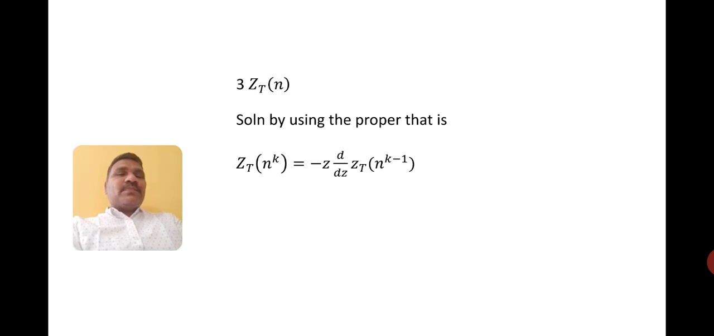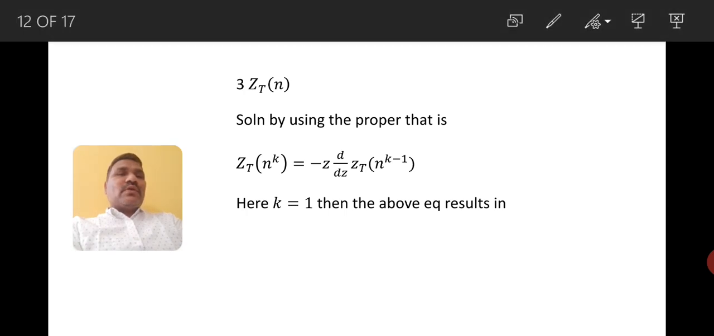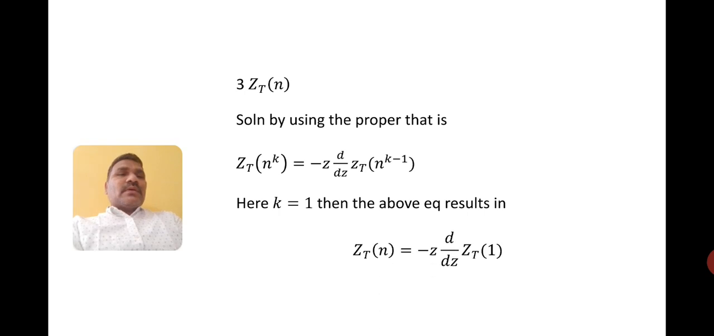What it says is that the z transform of n to the power k is equal to minus z d by dz of the z transform of n to the power k minus 1, right? Now put k is equal to 1. When you put k is equal to 1, we will get the z transform of n, using the formula I just said.